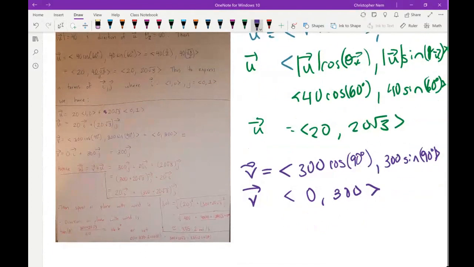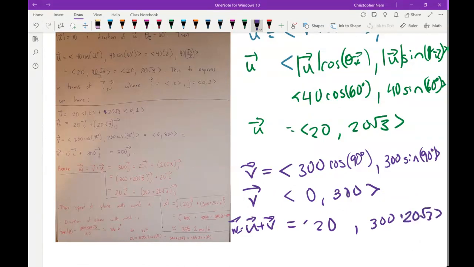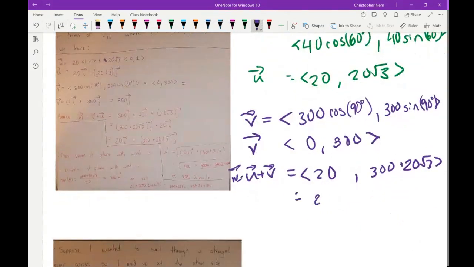Now I need to add them together. u plus v is going to be equal to, or this is w, our vector w, which is the sum. We get 20, 300 plus 20 root 3. We can approximate that if you would like to. I did not choose to approximate it. Oh well. That does not tell us the true direction or true speed. That just gives us the vector where our plane is going to go.